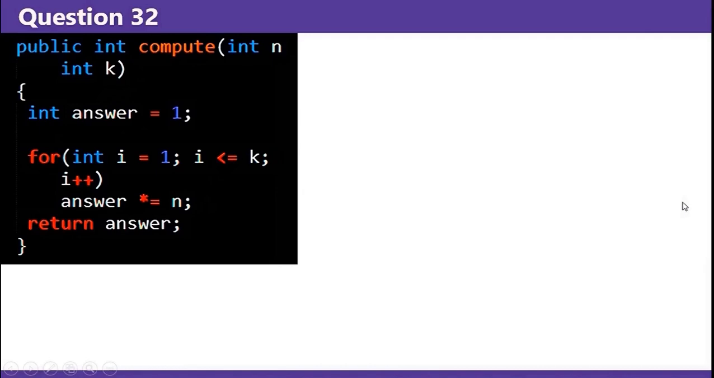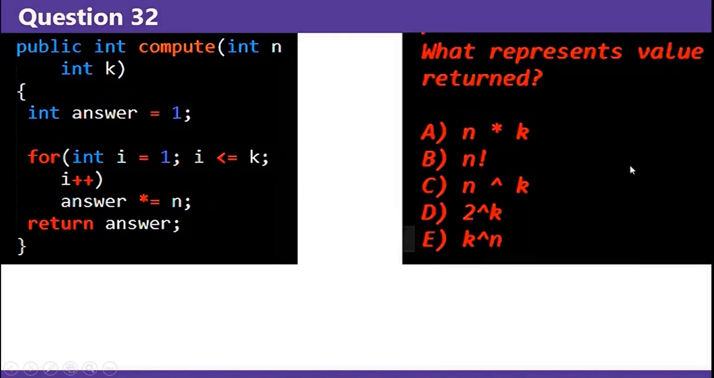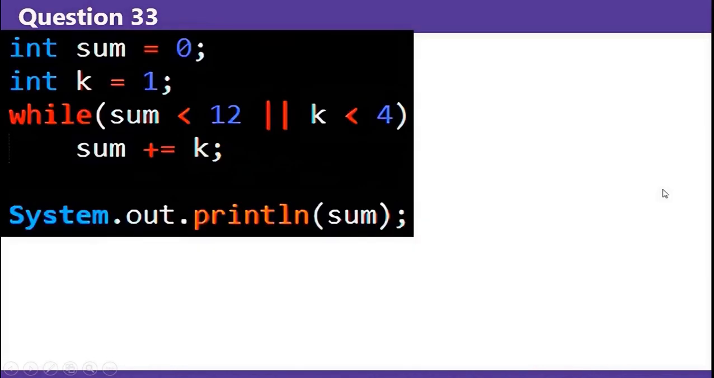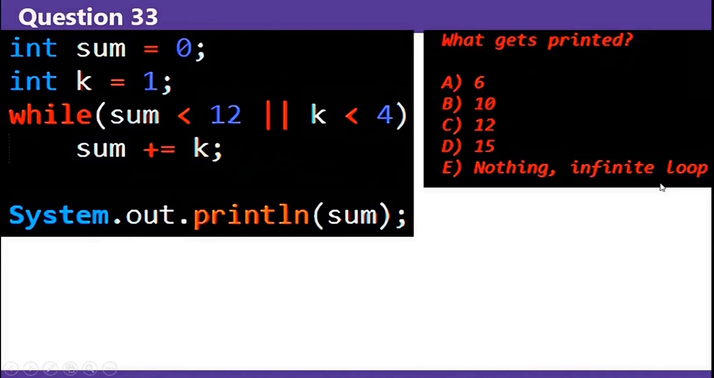Question 32 asks you what this code is calculating. You're multiplying n by itself k times, meaning the answer is C, n to the power of k. Question 33 induces an infinite loop because k never becomes greater than 4, or equal to 4. Therefore, the answer is E.